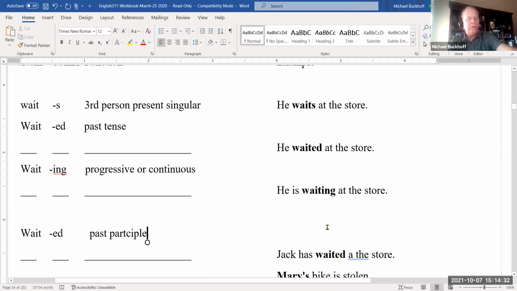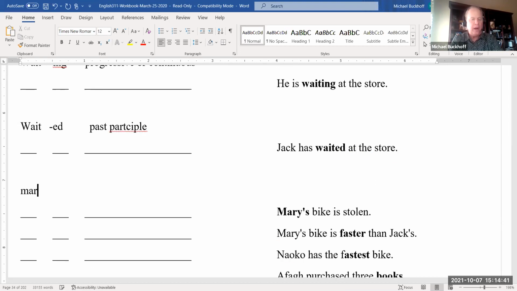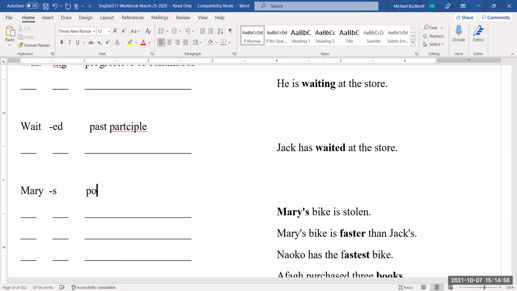So far, we got 1, 2, 3, 4. We've identified 4 of them, and the rest of them get a lot easier. So we're saying Mary, and then the S. So Mary's bike is stolen. So la bicicleta de Maria. So what is the S doing here? It's the possessive S. Good.